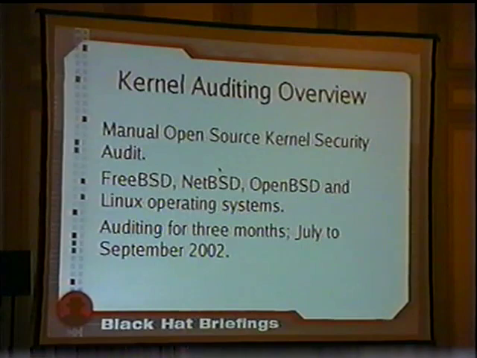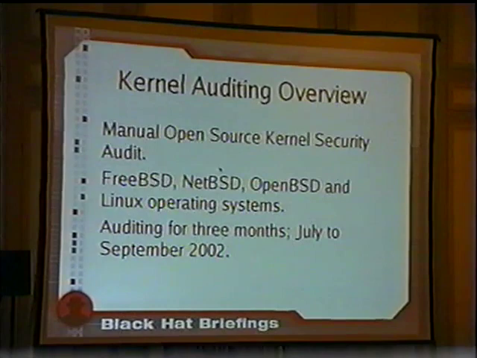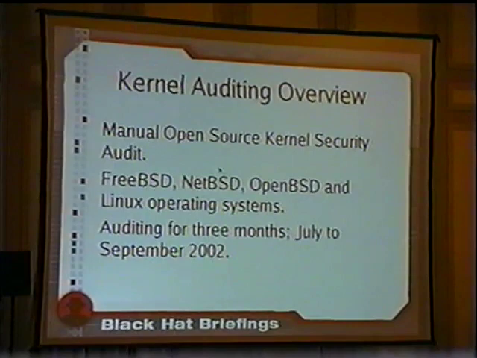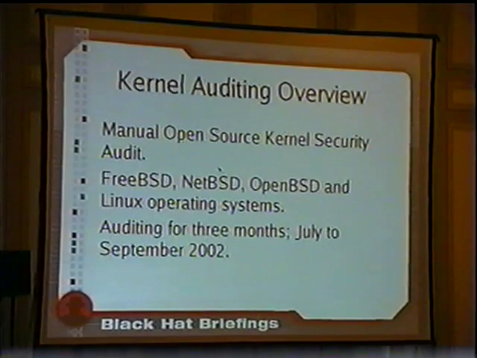So part one is kernel auditing research, just an overview of the auditing work that I've done in the past. This particular audit was a manual audit of the open source kernels: FreeBSD, NetBSD, OpenBSD and Linux. The reason for these was primarily just availability. You can download the sources, so why not audit them? The auditing was for about 3 months. It was part-time, not a full-time audit. I didn't spend all my day auditing code, but when I had free time, I'd audit some.